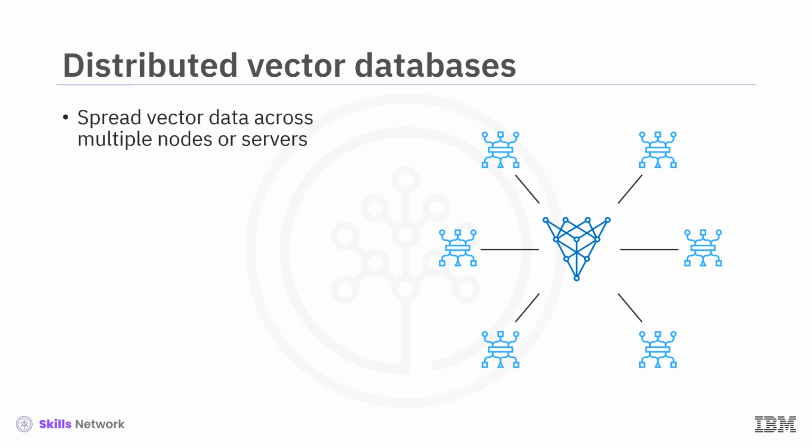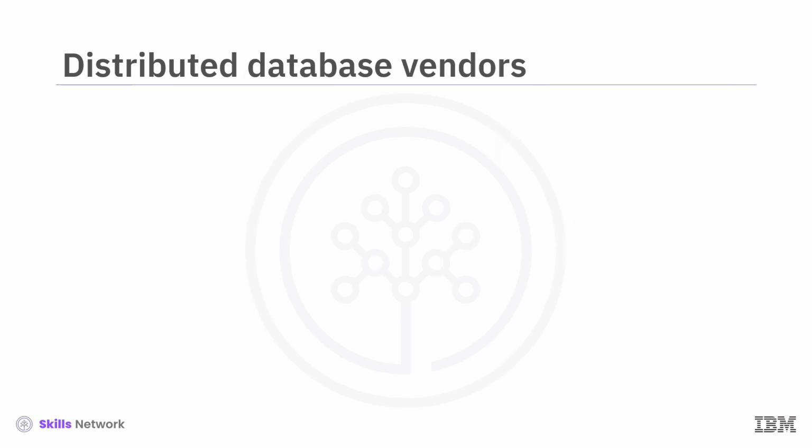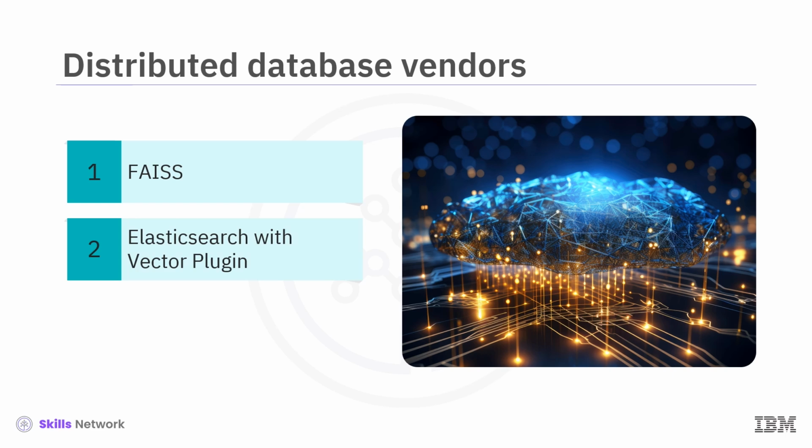Distributed vector databases spread vector data across multiple nodes or servers. Distributed vector databases provide horizontal scalability and fault tolerance, making these databases suitable for managing massive datasets and high-throughput tasks. Distributed database vendors include FAISS, Elasticsearch with Vector Plugin, and Dask ML. One notable example is Facebook AI Similarity Search, or FAISS, which is a distributed and optimized database designed for similarity searches in high-dimensional spaces and partitioning data across nodes to achieve scalable and speedy searches.